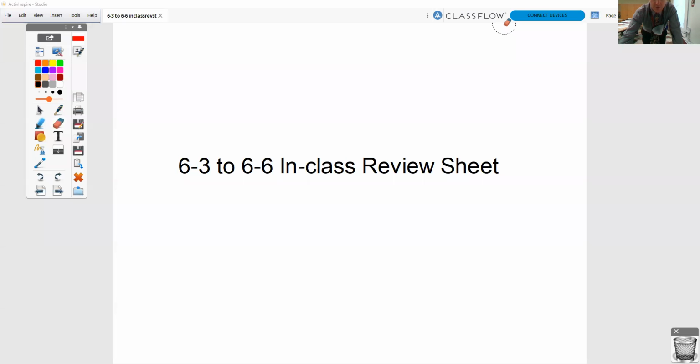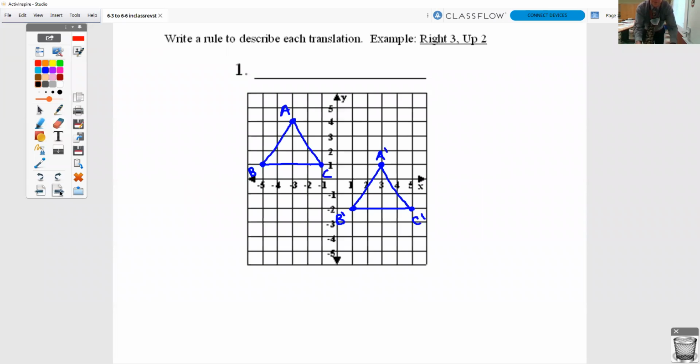This is the review for 6.3 to 6.6. What you're doing today is nothing new. You're just reviewing 6.3, 6.4, 6.5, and 6.6 because you need to know how to do all these skills for 6-7. So take a look at the first couple questions.